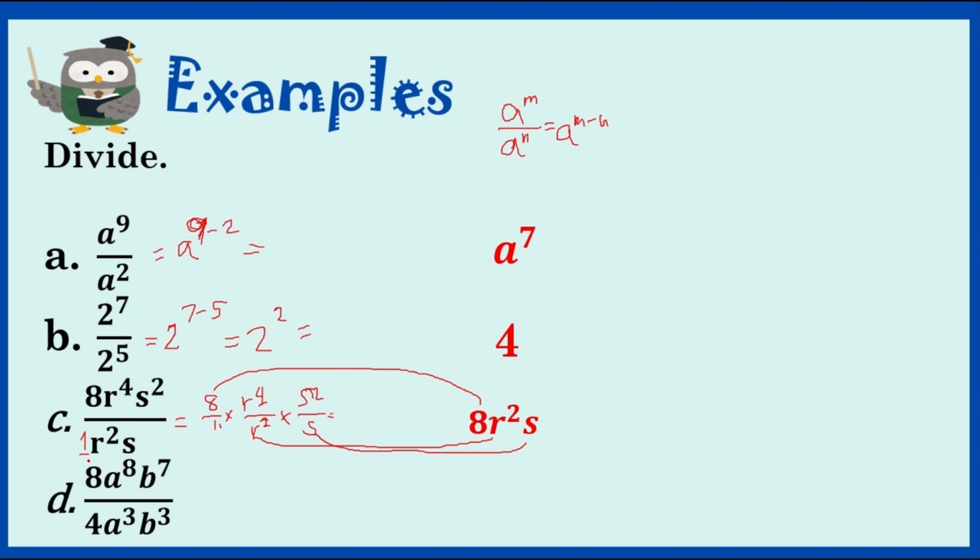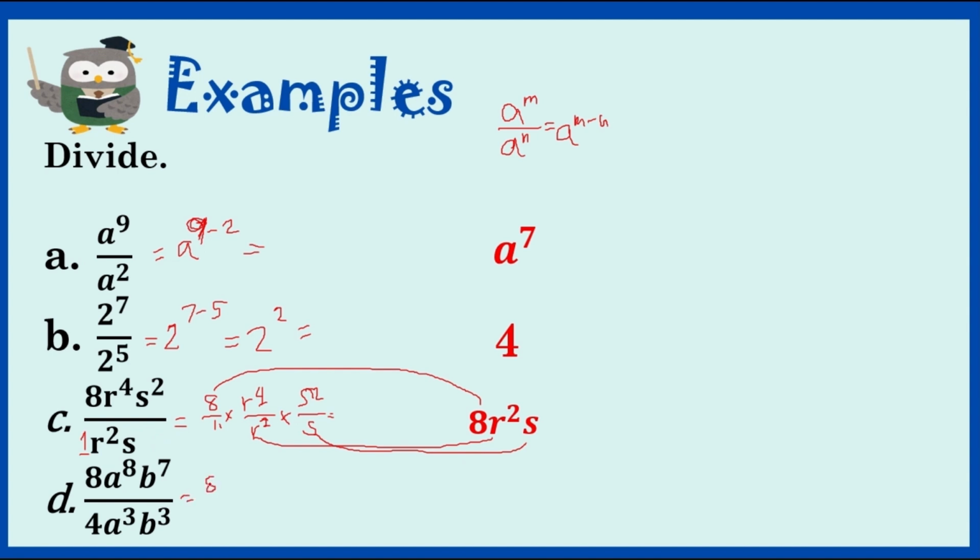How about the D? How about 8a raised to 8 b raised to 7 divided by 4a cube b cube. Okay, ulitin ko. 8a raised to 8 b raised to 7 divided by 4a cube b cube. How about you try that one? I-divide mo yung parang ganito sa letter C. Okay, ang gawin mo.